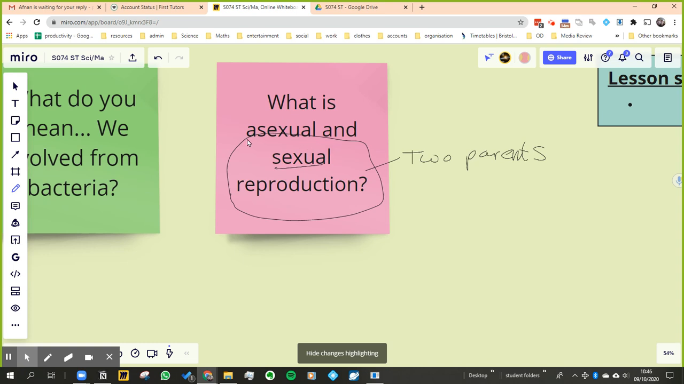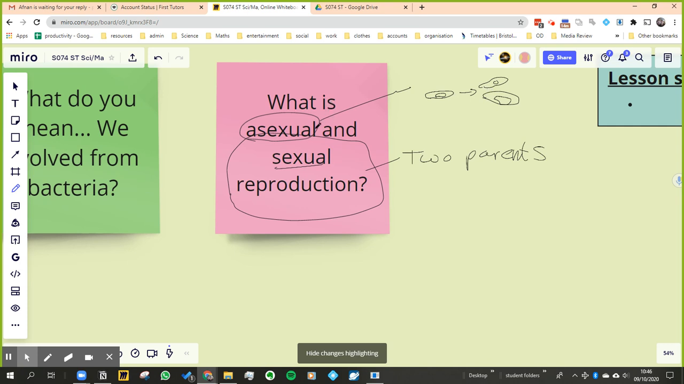Okay, asexual reproduction is one parent, and an example of asexual reproduction would be bacteria. Bacteria are very, very simple organisms, with just one cell and a loop of DNA. What happens is they just split in two. So it starts off with one, and then that splits into two. And now we have two bacteria. So that's one parent, and it splits into two, so that is asexual reproduction.